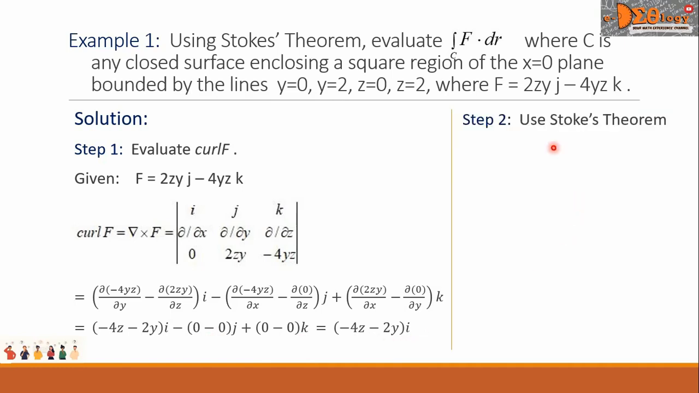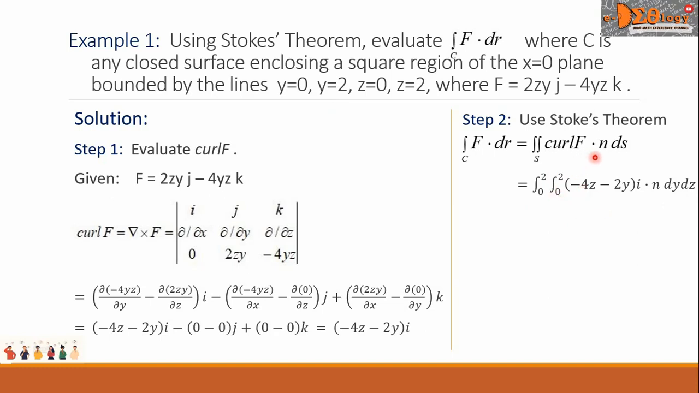Now step 2, let us use Stokes' theorem. We have this formula. Substituting the corresponding values, we start with the curl F, that is the value we derived from step 1. The dS, we write here dy dz. Now for the limits of integration, the first integral here we write from 0 to 2. This corresponds to dz. For the second integral, we write the limits from 0 to 2, and this is with respect to dy.